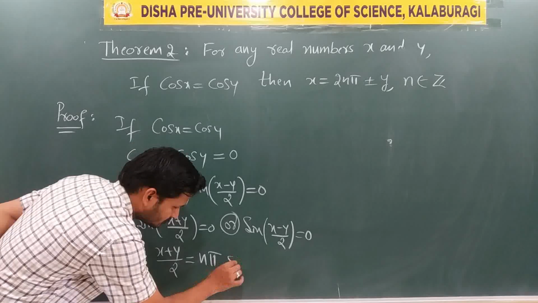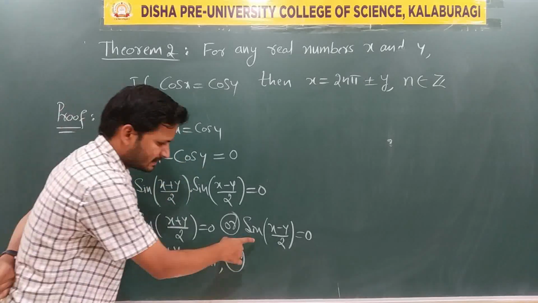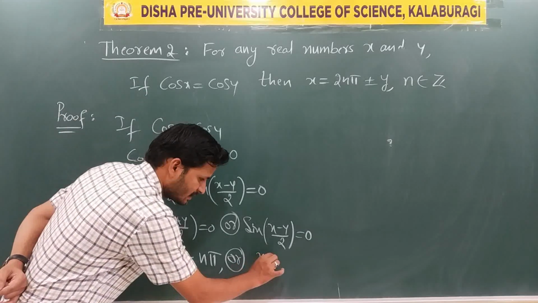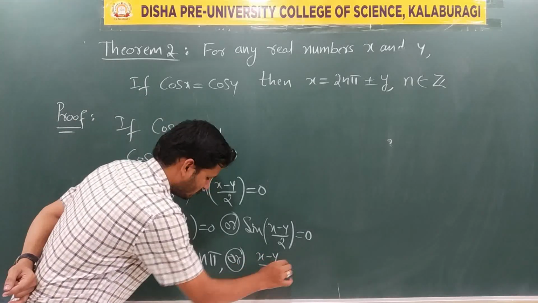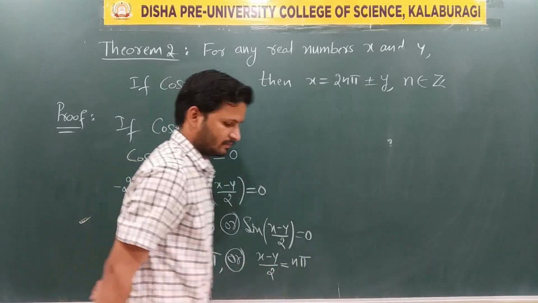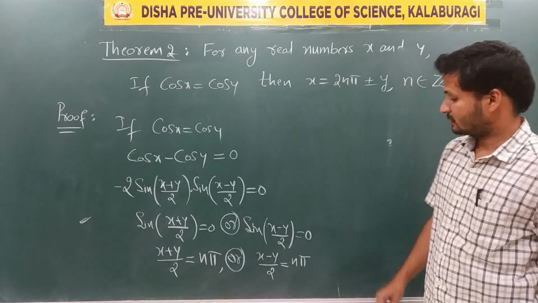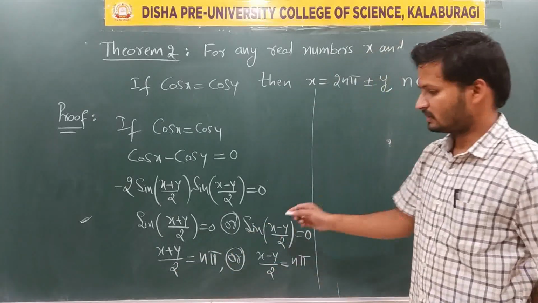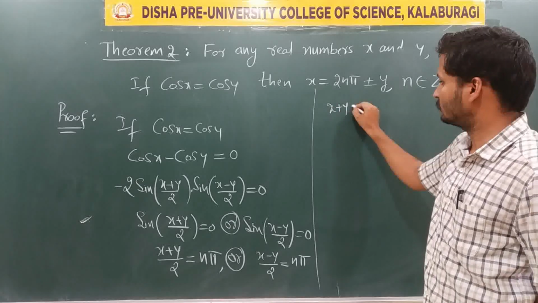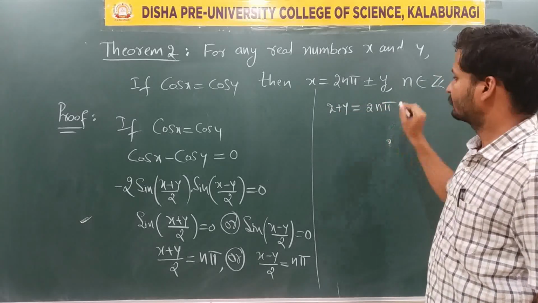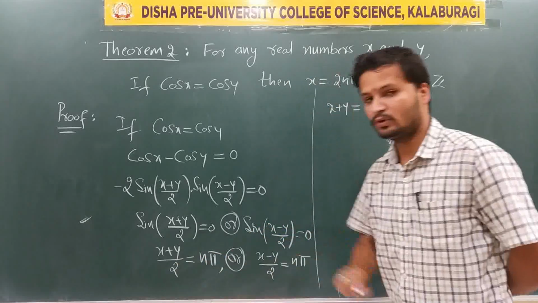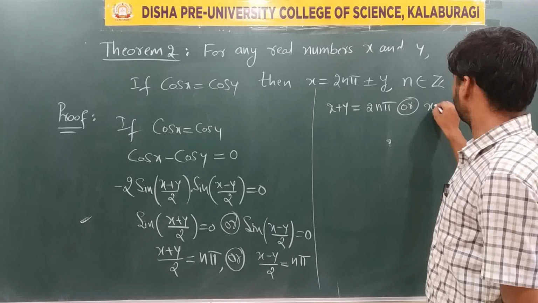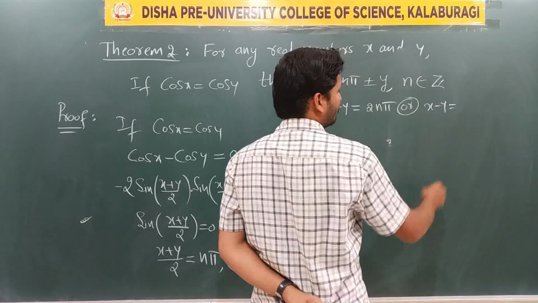Or here sine of (x minus y)/2 is equal to 0. Similarly, this can be written as (x minus y)/2 is equal to n pi. The next step is just take this 2 to the right side, that is x plus y is equal to 2n pi. Or here x minus y is equal to 2n pi.